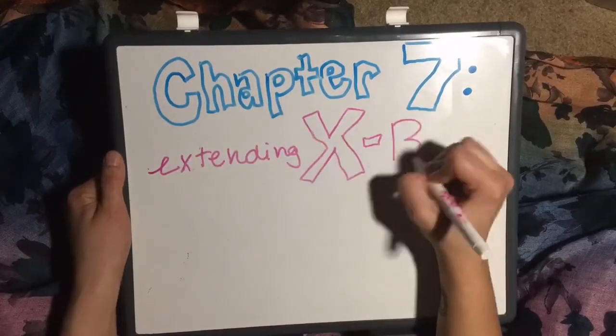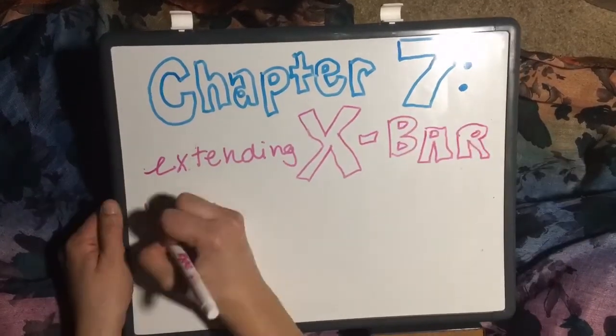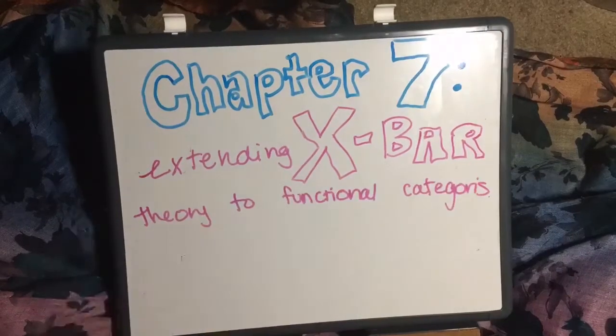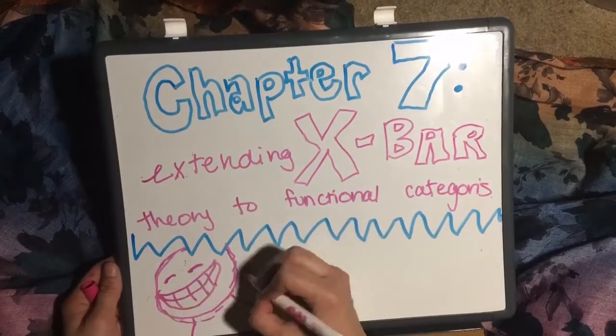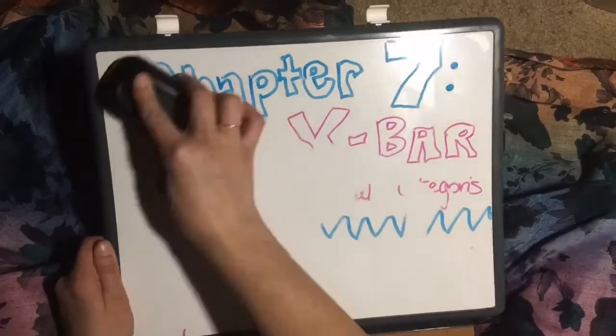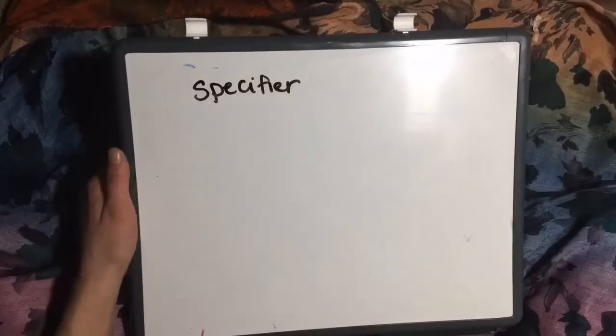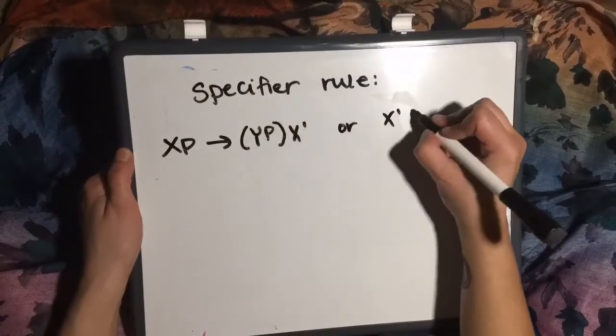We are going to talk about Chapter 7 today, Extending X-Bar Theory to Functional Categories. And I just got this new fancy microphone, so I'm going to use that. So yay, that's exciting. Today we're going to look at two main differences we will make in our tree structures in order to account for the evidence of X-Bar theory.